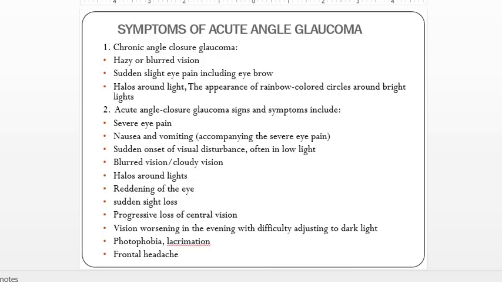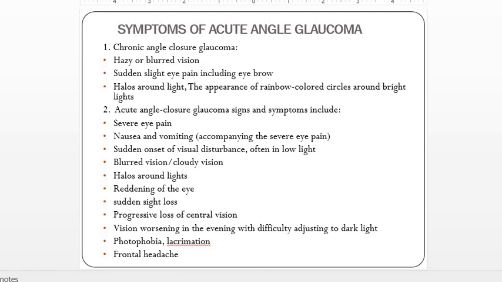Symptoms of acute angle glaucoma. Chronic angle closure glaucoma includes hazy or blurred vision, sudden slight eye pain including the eyebrow, halos around light, the appearance of rainbow colored circles around bright light. If we suddenly observe a bright kind of light, then sometimes we tend to see different rainbow colored circles. So in a glaucomatous patient, it appears at regular intervals.